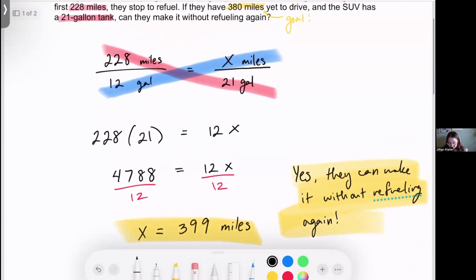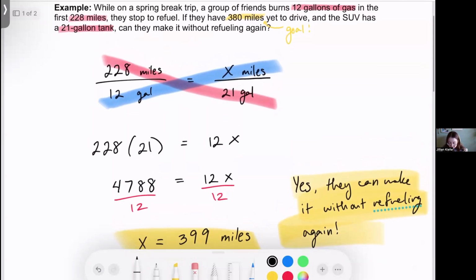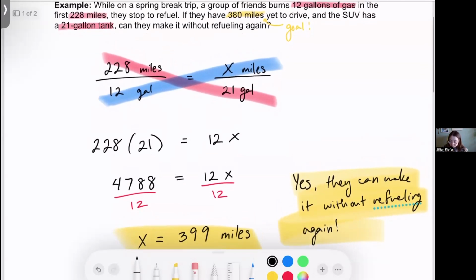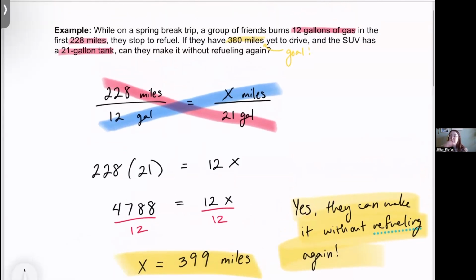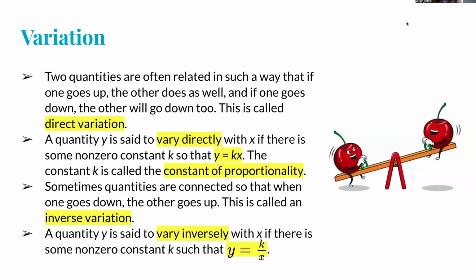So there we go. That's a word problem using proportions. We can kind of see how the word problem is used in order to calculate a proportional type of problem. So, all right, let's go ahead and go back over to our lecture.